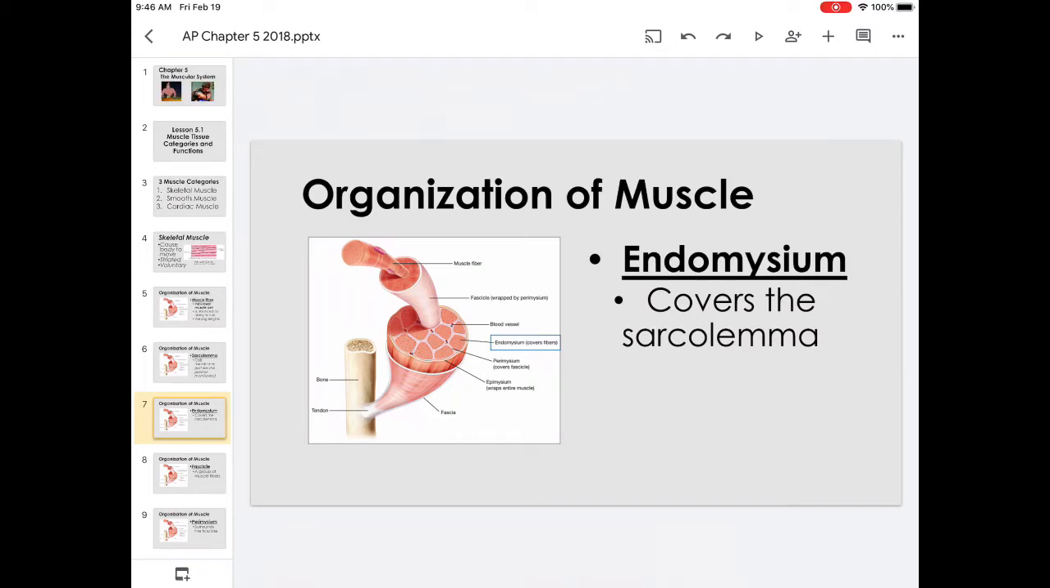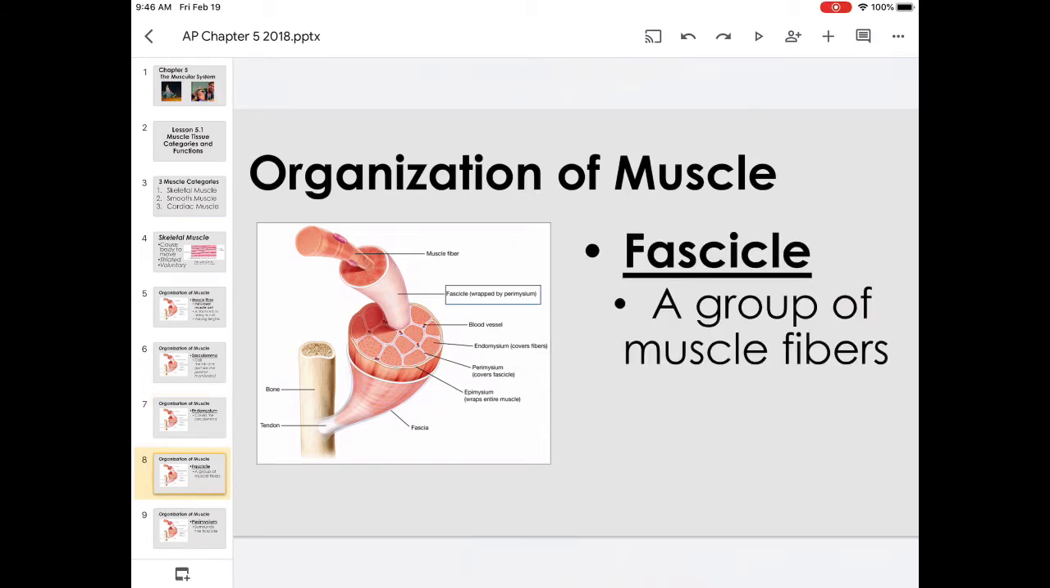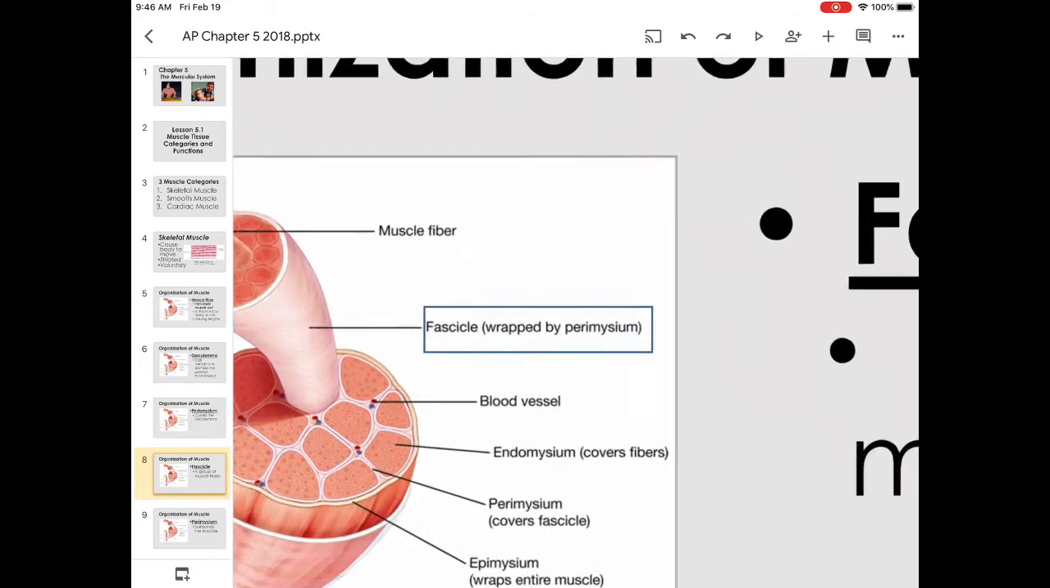So your muscle has a lot of protective coating, which is important because any activity that you do really can cause muscle damage or muscle tear. And so you want these extra protections, these extra layers to cover up your muscles in order to give them the best support and protection.